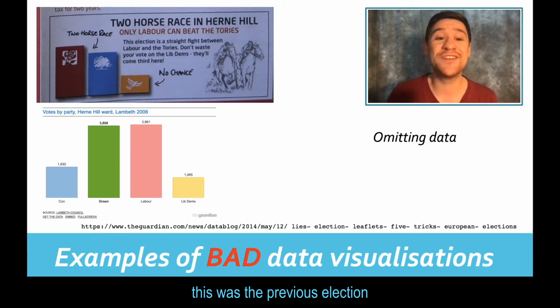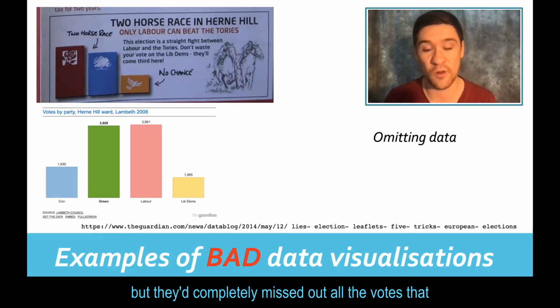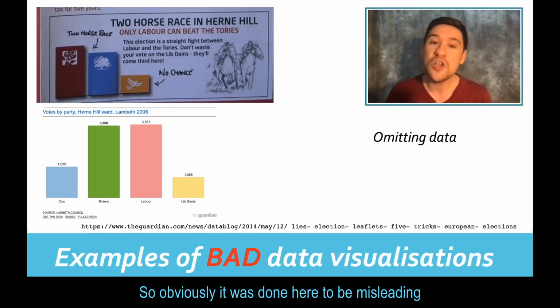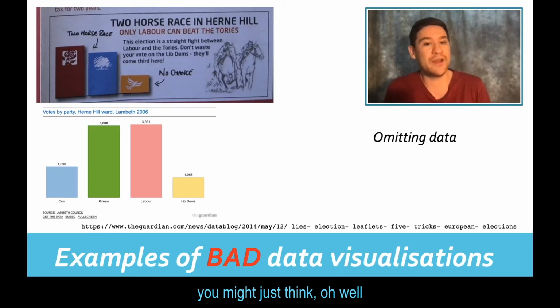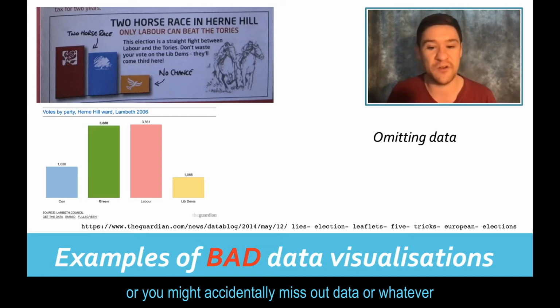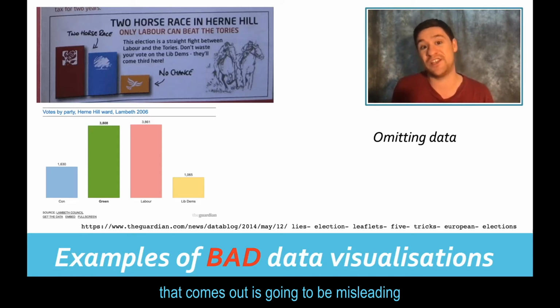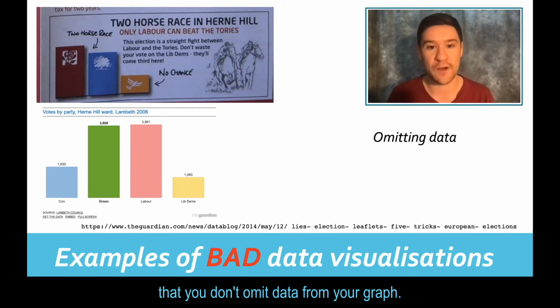this was the previous election. Yeah, Labour, Tory and the Lib Dem, they were in that order, but they'd completely missed out all the votes that went to the Green Party, and it was a really close race between the Green Party and Labour. So obviously it was done here to be misleading, but you might not do this to be misleading. You might just think, oh, well, if I'm comparing McDonald's and Burger King, Subway's irrelevant, or you might accidentally miss out data or whatever, and not realise that the graph that comes out is going to be misleading. So you need to be careful that you don't omit data from your graph.